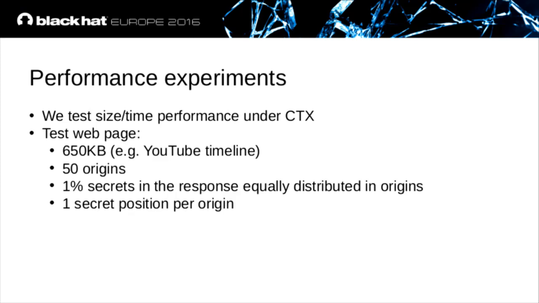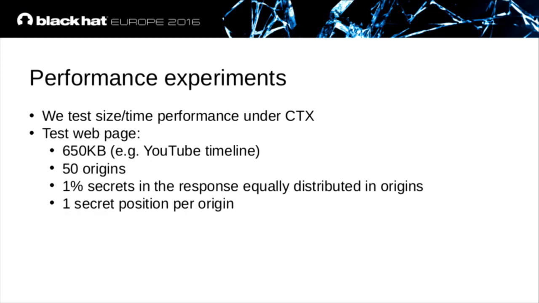So our web page is a 650 kilobyte HTML page. The uncompressed page is 650 kilobytes. This is fairly regular in real-world systems like YouTube or Facebook. The timelines are about that size. We used 50 origins, so we assumed that in this page, the content was generated by 50 different people or channels, or even the application that generates CSRF tokens, for example.